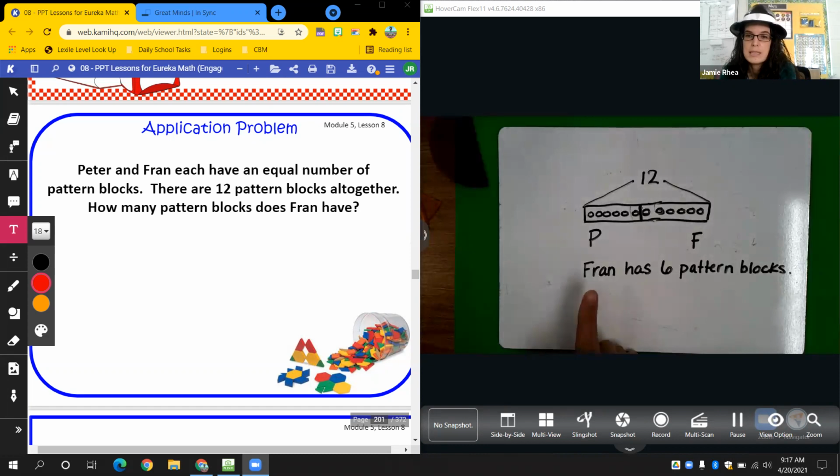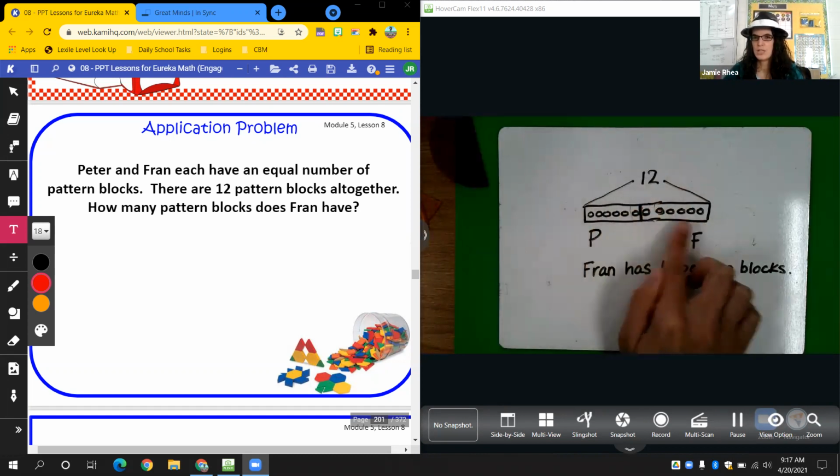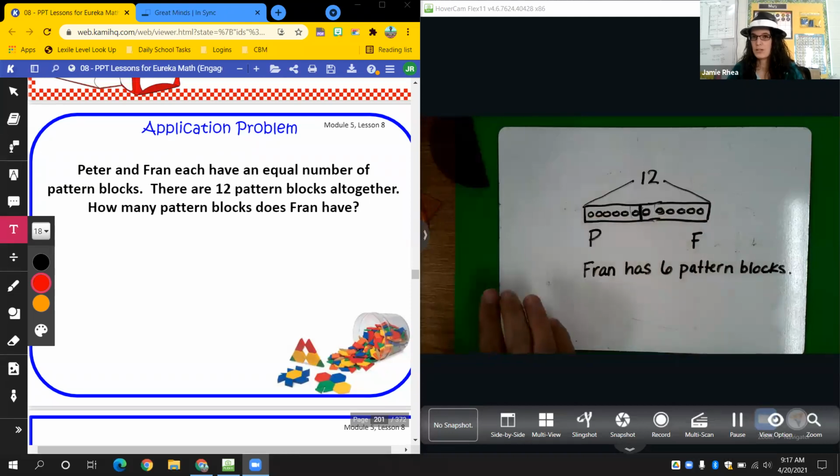Now, can I really solve this using a number sentence? No, because I don't have enough information. All I knew was there were 12 altogether and they were divided into 2 equal parts. I don't have a number that I could subtract, or I don't have a number I could start from to add. I just had 12 as my total. But I know that 6 and 6 is a double that makes 12. And we even drew it out to show this person had 6, this person had 6. They're the same, okay?